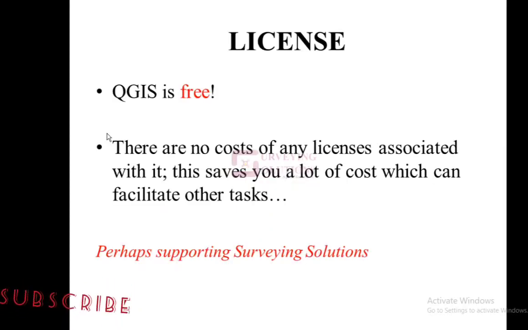Good. The first thing is that it is free. You don't have issues with license. When you go online, the link to the download of the software will be on the description section. You just click on that link, you select the version. If you want to go with the latest version, you select the version, or if you want to go back to previous versions, you select your OS, and then you are good to go. You just download, you install, and then you continue with your GIS activity. So there are no costs for any licenses associated with it.